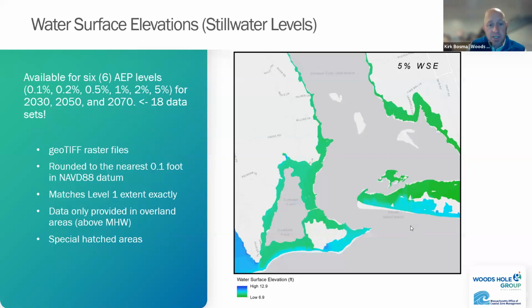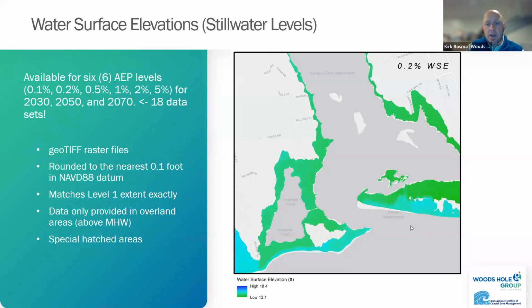Water surface elevations, okay? Different than depths, right? These are the actual water surface elevation as opposed to the depth on the land. They come in 6 AEP levels, so there's more information here than the depth data. They go from the 1,000-year down to the 20-year. And they cover 2030, 2050, 2070. These are GeoTIFF raster files. And I'll just show you some examples of what those look like here.